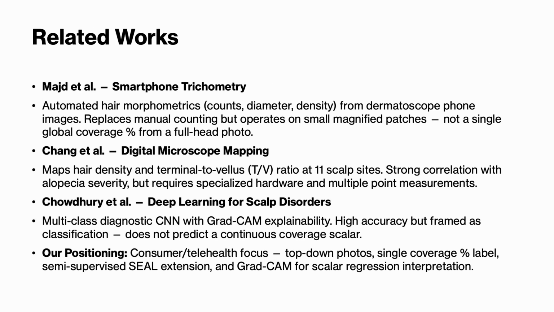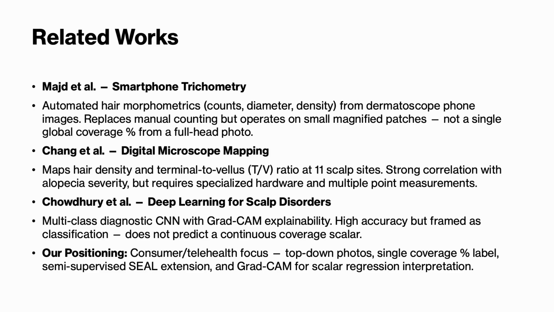Before we get into our approach, let me briefly contextualize where this sits relative to prior work. First, Majid et al. built a smartphone trichometry system using a dermatoscope attached to a phone to measure hair counts, shaft diameter, and density from small magnified patches. Really impressive precision, but it doesn't give you a single global coverage number from a full head photo.